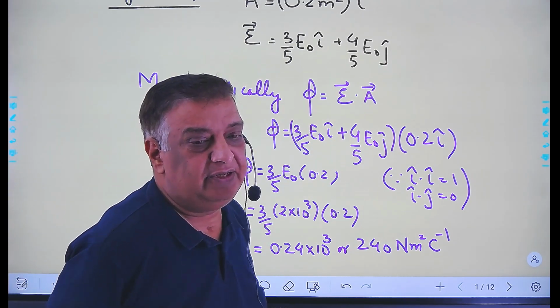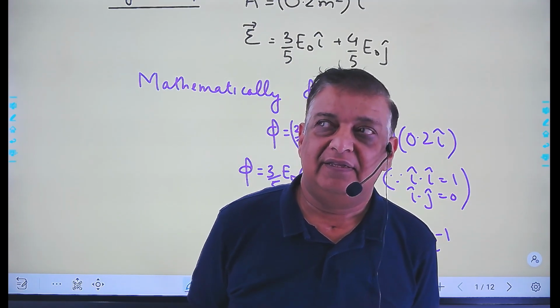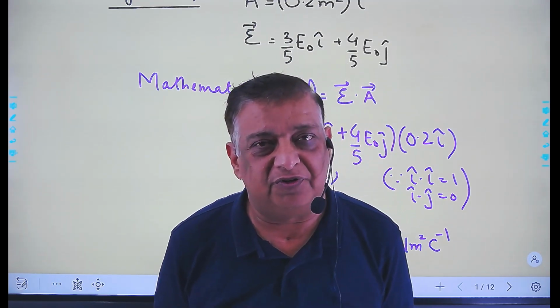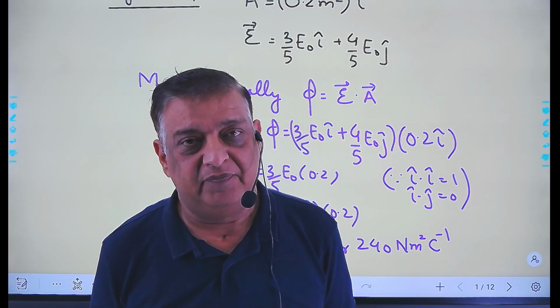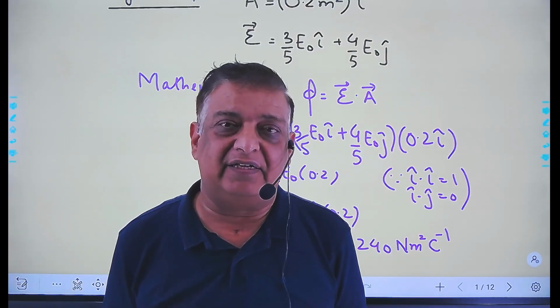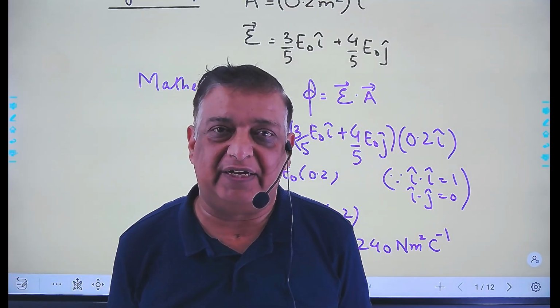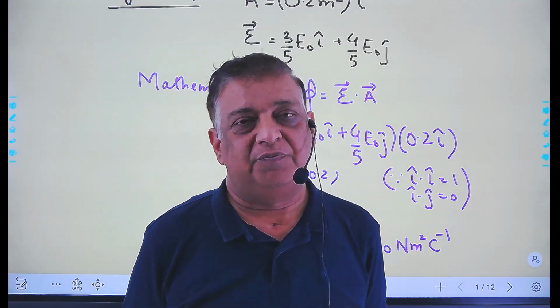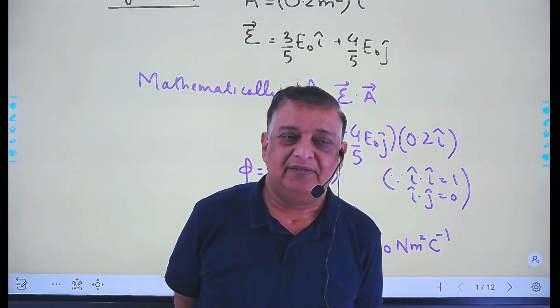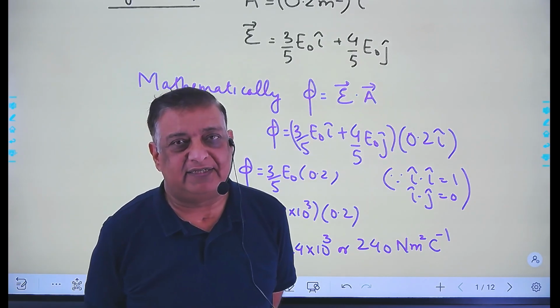So we have basically used the concept that flux is dot product of electric field and area vector. And area vector की direction is always perpendicular to the plane. So plane is given as YZ. So area vector will be along x-axis.